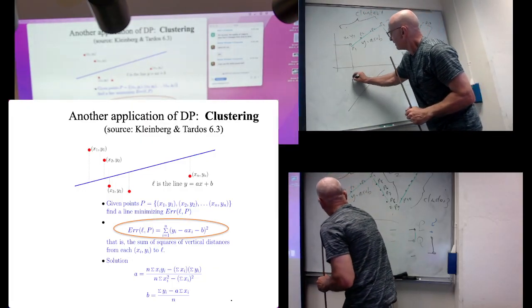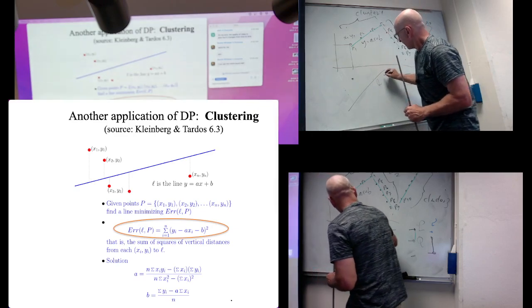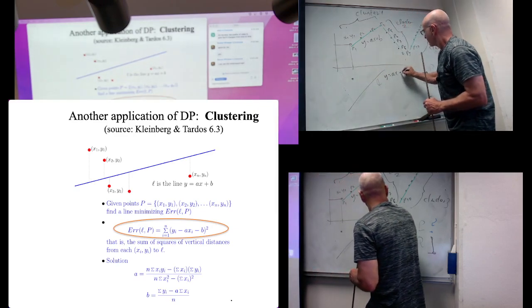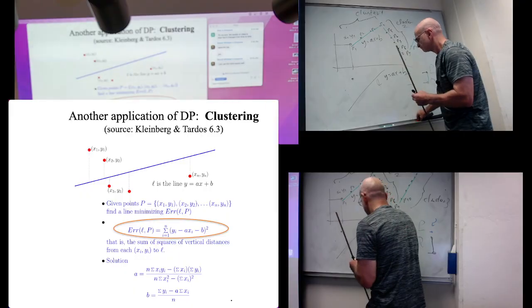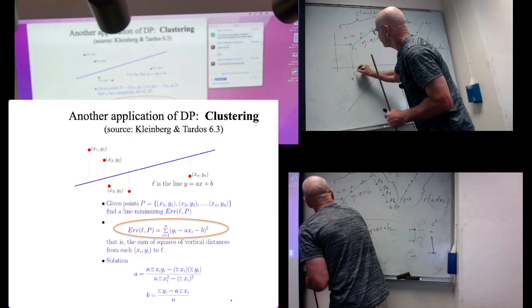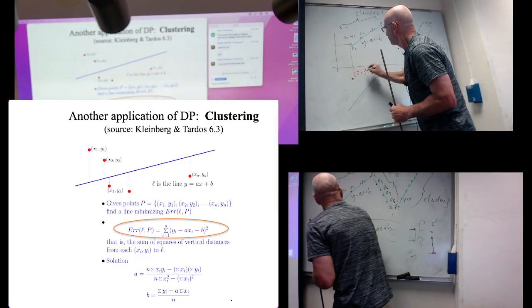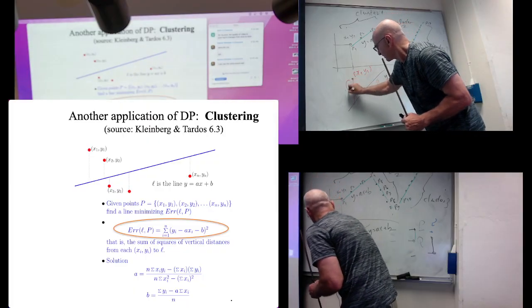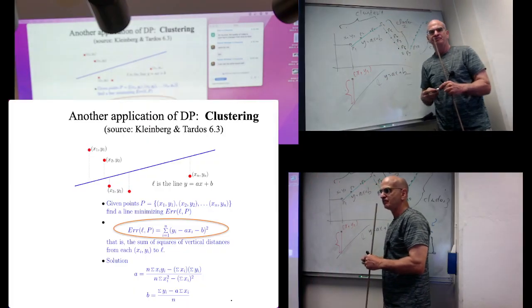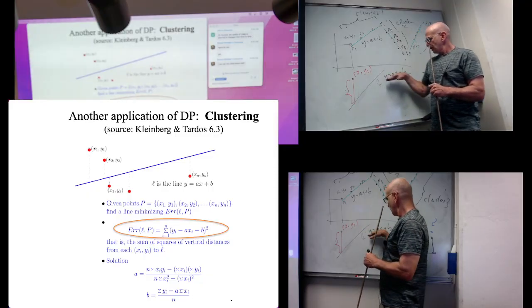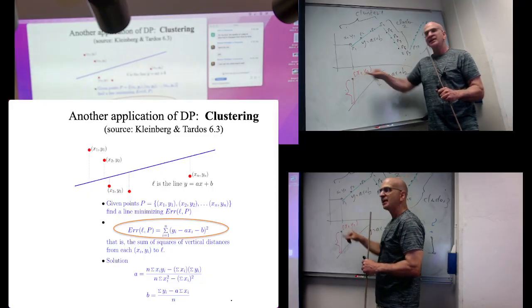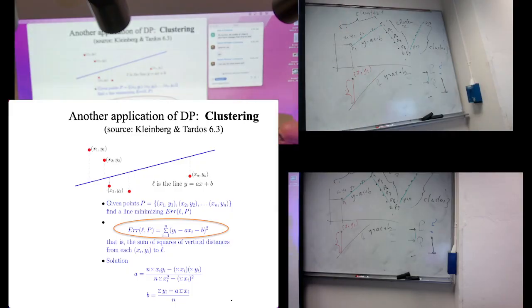Here is my line L, y equals ax plus b. Here is my point x1, y1, and I'm measuring this vertical distance. Of course, I can change this line so it goes exactly through this point, but there is a bunch of points that are in the game. I also measure this vertical distance with respect to x2.